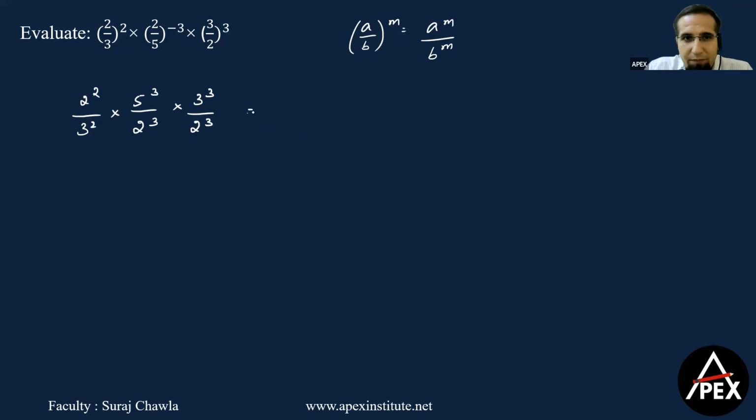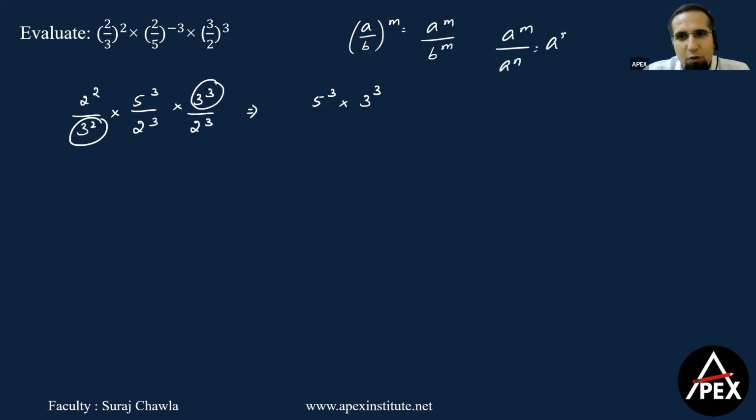So if I need to simplify this, I can write the numerator as 5 cube into 3 cube in the numerator and 3 square in the denominator. So we can apply a to the power m divided by a to the power n is equal to a to the power m minus n. So I can write this as 3 to the power 3 minus 2.